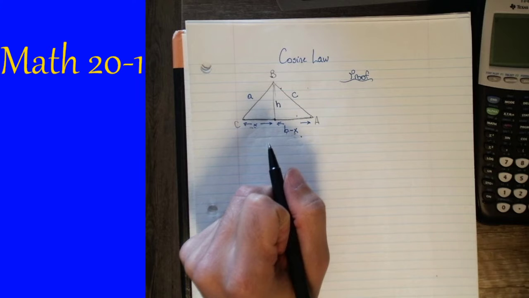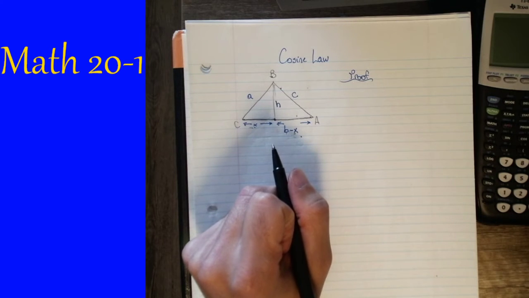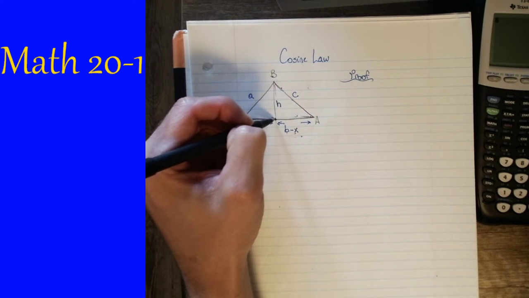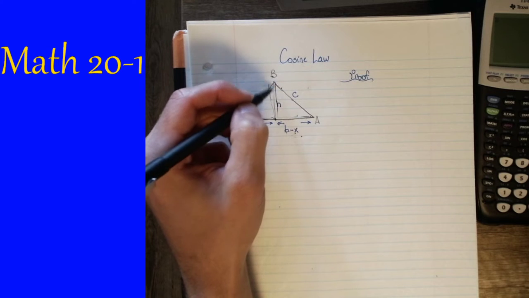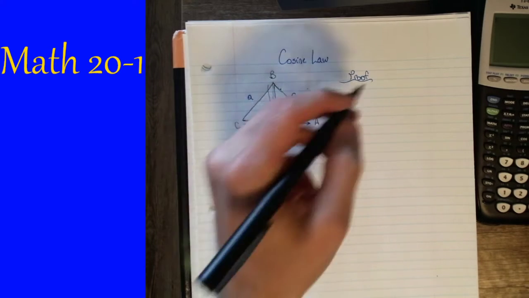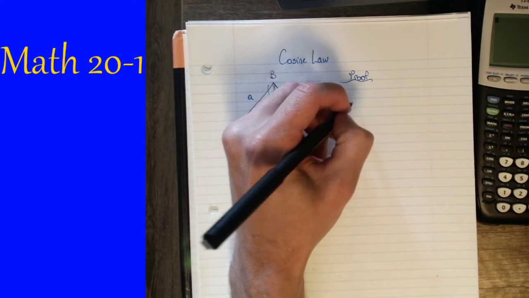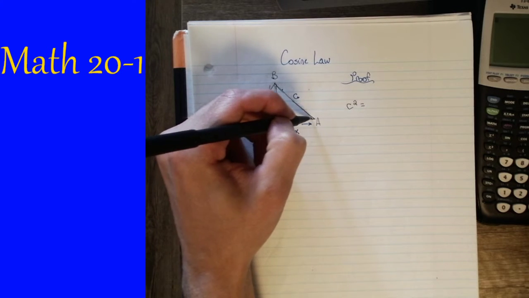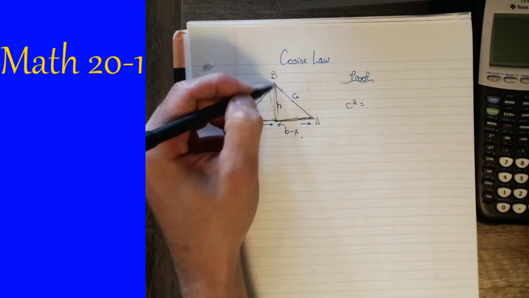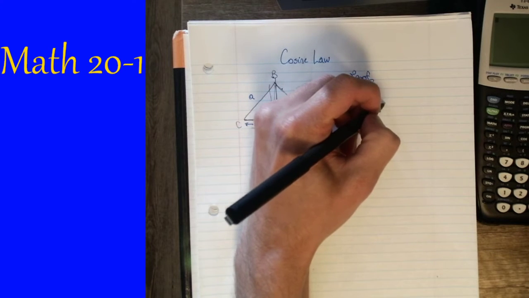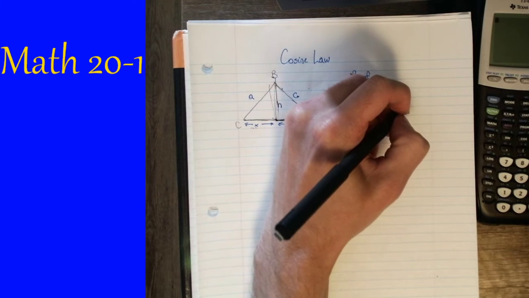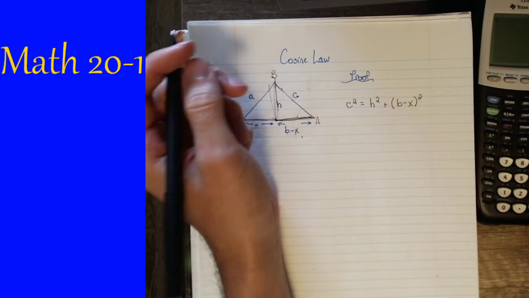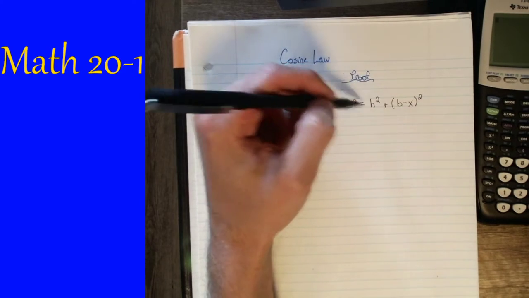And what we're going to do next is take a look at just this triangle here that I've outlined. And we're going to do a little Pythagorean theorem on it. So c squared is equal to, well, that would be this length here, which is b minus x, plus h squared. So we say c squared is h squared plus (b minus x) squared. Okay, so that's our first step.